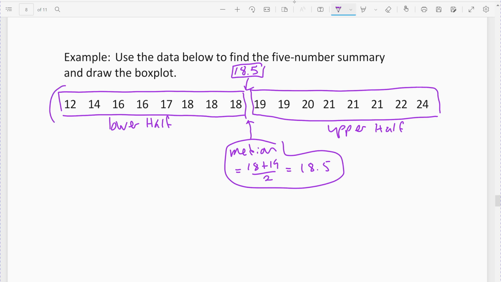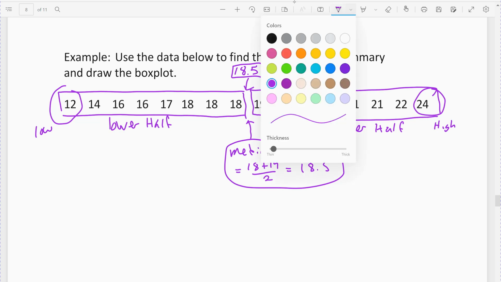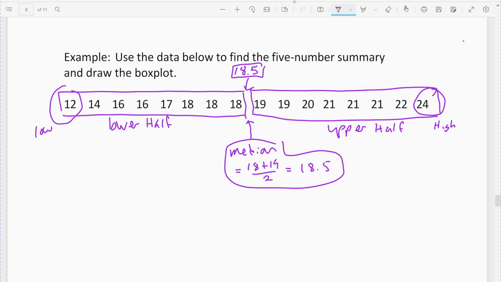Alright, well, 12 is the lowest number. 24 is the highest number. Alright, and then we look at the lower half and the upper half. So I found the median. I know the low number, I know the high number, so I've got 3 of the numbers that I want. Now we look at the median of the lower half and the upper half. And same thing, the lower half and the upper half are even sets, right? There are 2, 3, 4, 5, 6, 7, 8, which means you go 4 in, and the two numbers at 4 are your middle values.